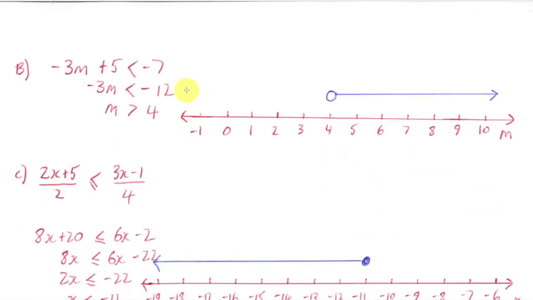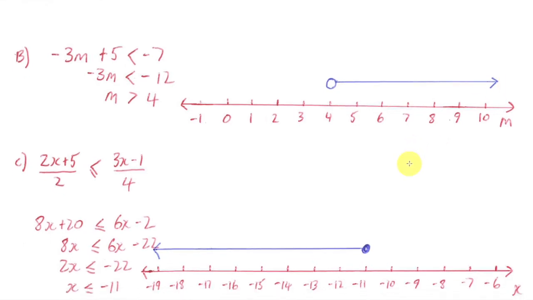B, the same story here, except I end up dividing by -3. So therefore, I need to change the direction of the inequality. So I'm looking at values where m is greater than 4. So I have myself a number line. I'm looking at the 4. Of course, I've got no little line here, so that means I'm not including the 4. So it's just a hollow circle, all values greater than it, shown there.